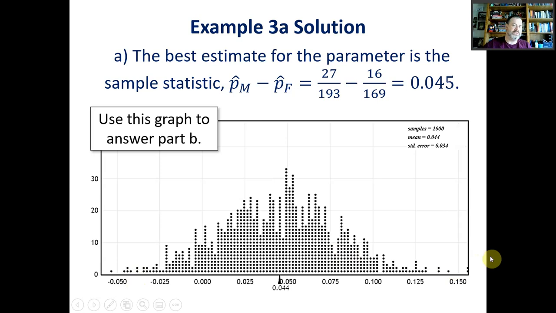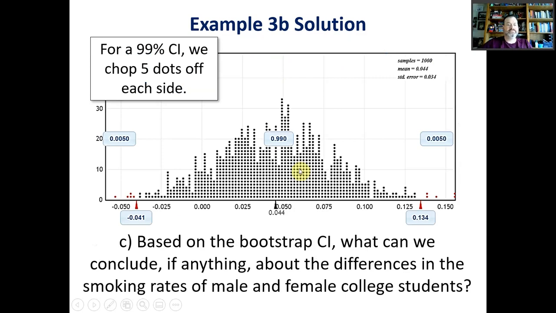StatKey will do the work for us, of course. 1, 2, 3, 4, 5. But on a test, estimating is fine. So here's 5 dots. Now we want to kind of split the difference here. So it's going to be about 0.135 or so. All right, and then just chop off 5 dots on either side.